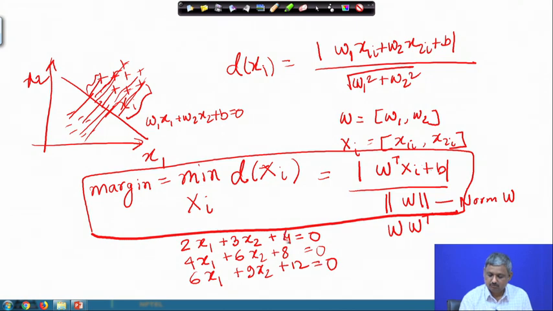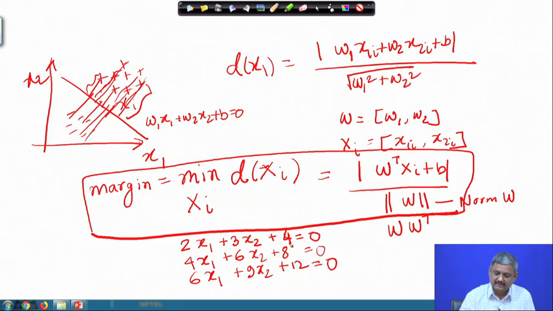This is 4. Note that if you examine these 3 lines, they have different values of W1, W2 and B. But are they really different lines? No. If you plot them, they will turn out to be the same line, and of course, if they are the same line, they will have the same margin.